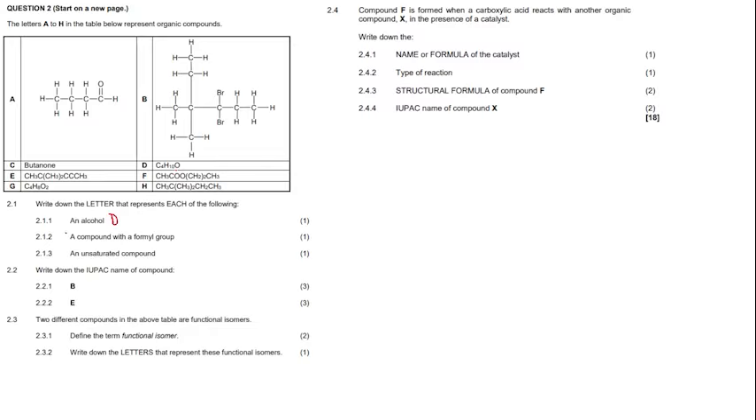Question 2.1.2. A compound with a formyl group. A formyl group is usually present in aldehydes. If we look at all our structures, we can see that A is an aldehyde. Therefore, A is a compound with a formyl group.